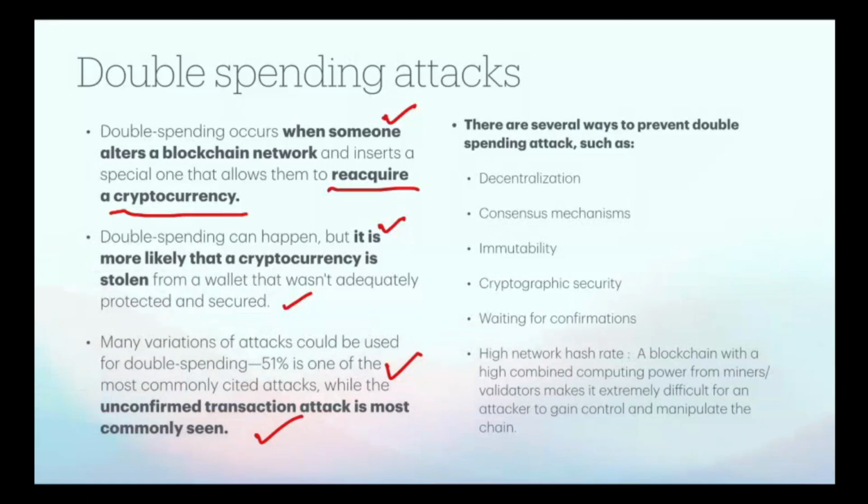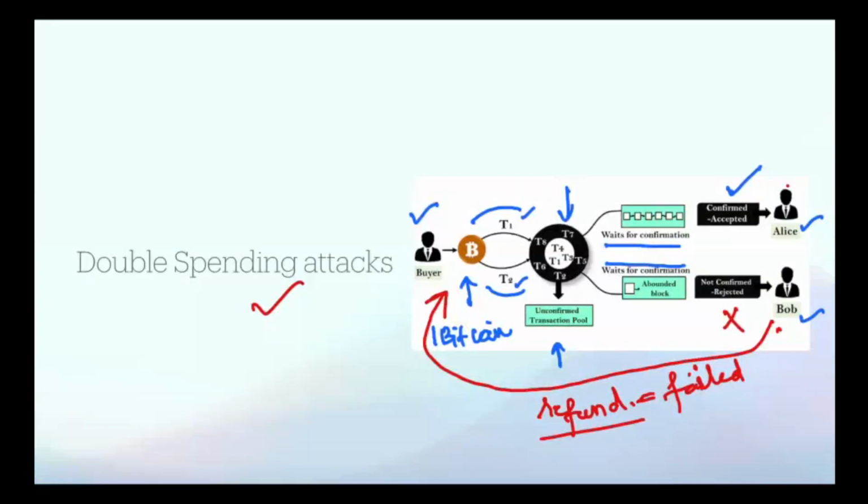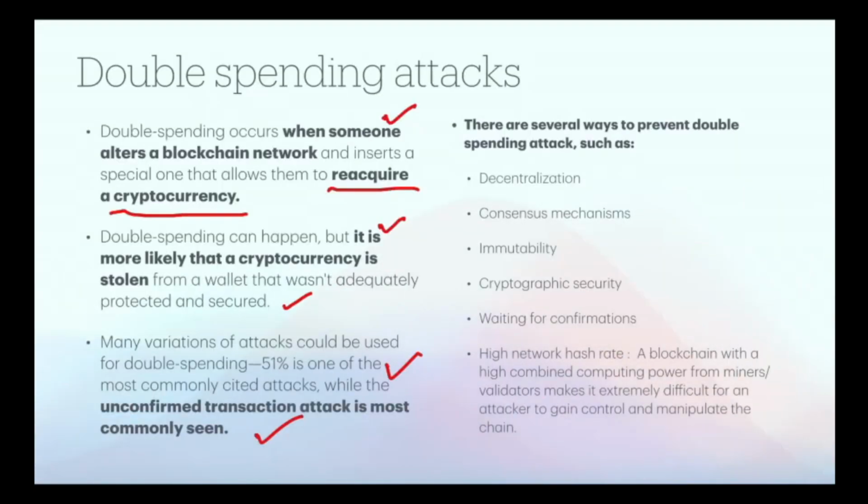Unconfirmed means, as in the previous slide, there are two transactions: one is confirmed, another is unconfirmed. Generally the unconfirmed transaction is more commonly seen in these double spending attacks. So this is what happens in double spending attacks.